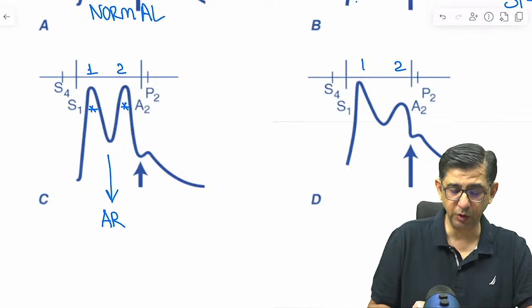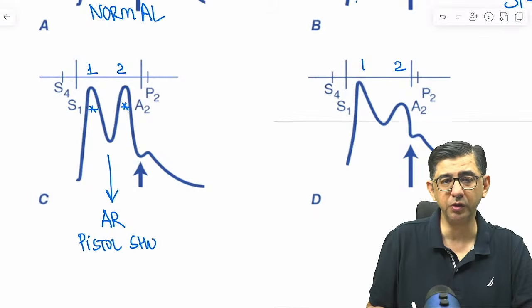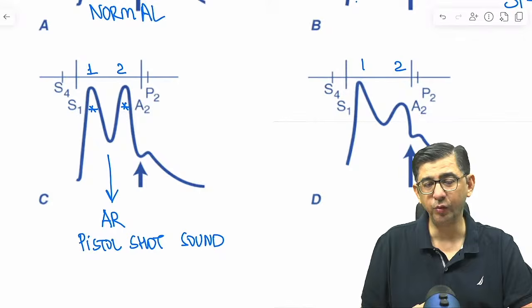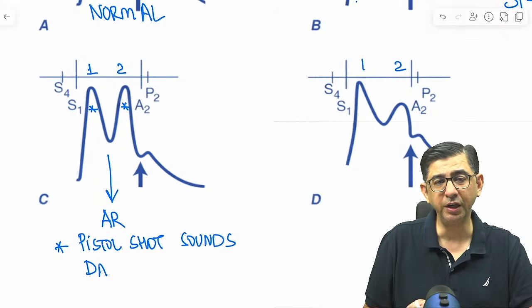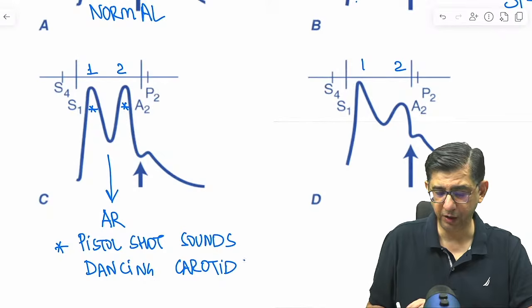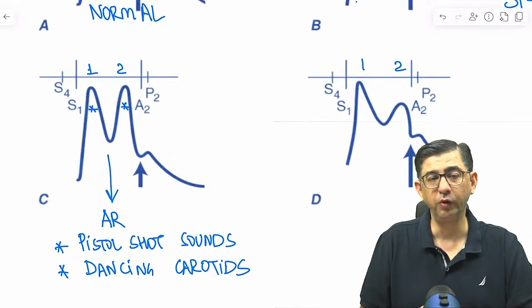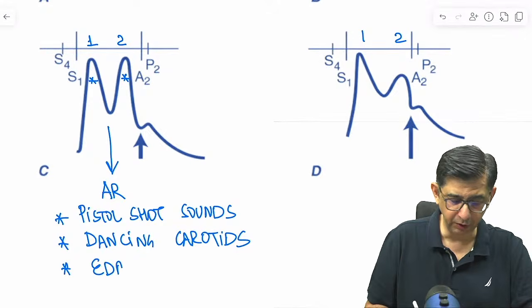And if he is going to be kind to me, he might even mention the word pistol shot sounds on femoral evaluation of the patient. That is one. Another feature that can be given is Quincke sign, dancing carotids. In place of the carotid thrill in valvular aortic stenosis, here it is dancing carotids that would be given in the question. Along with that, it would be an early diastolic murmur. Instead of drawing it, I'm just highlighting the terminology here.